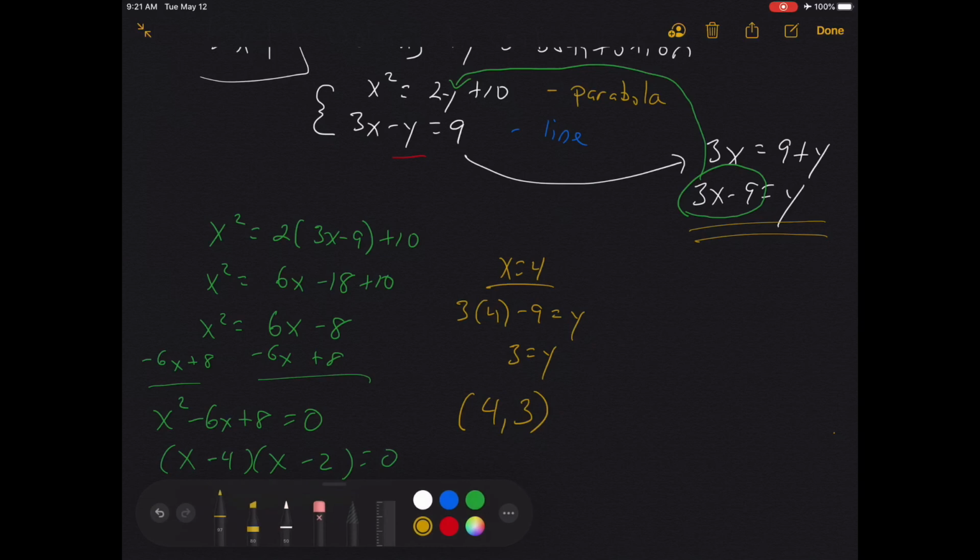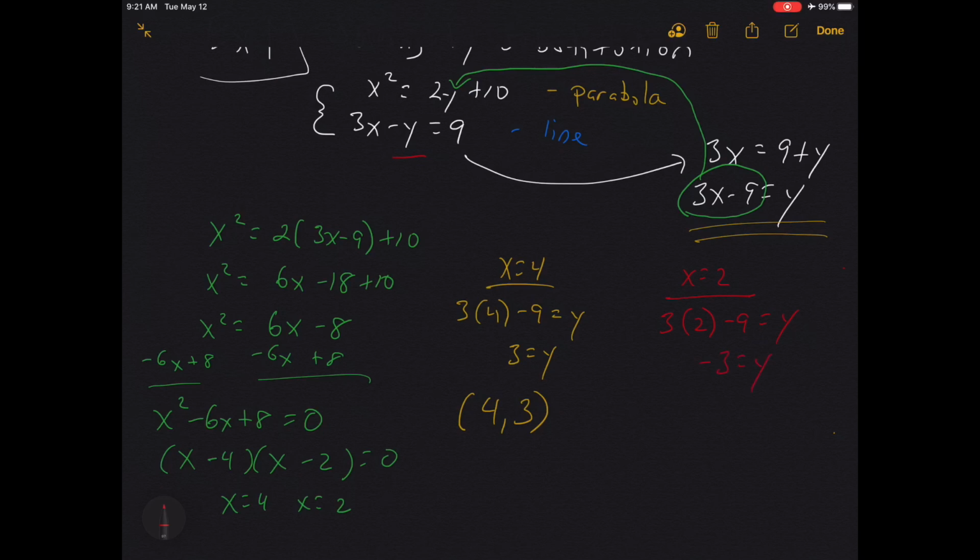And then we need to plug in our second point, which was x equals 2, again back into that same equation. So 3 times 2 minus 9 is our y value. 3 times 2 is 6, minus 9 is negative 3. So our second point of intersection is the point 2, negative 3. So we should have 2 points of intersection on this graph: the points 4, 3 and 2, negative 3. So this line crosses that parabola 2 times.